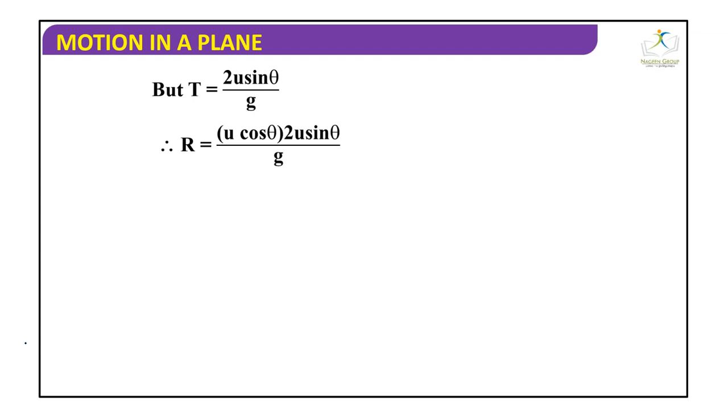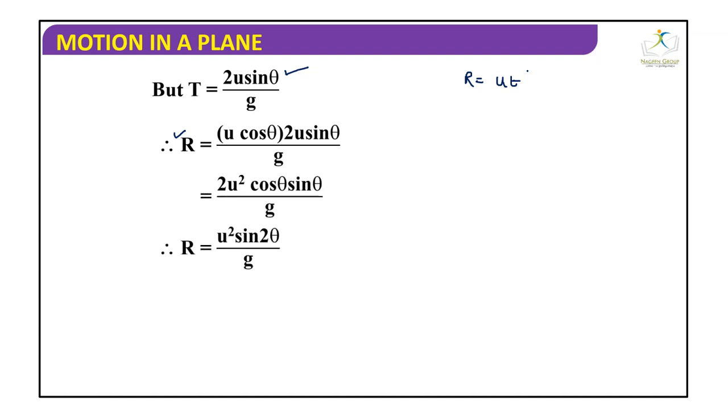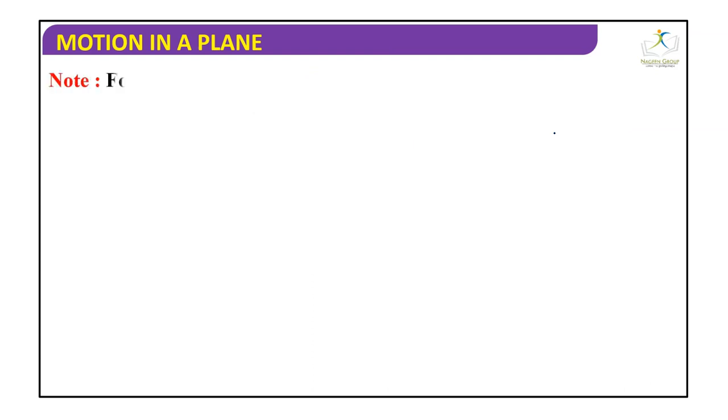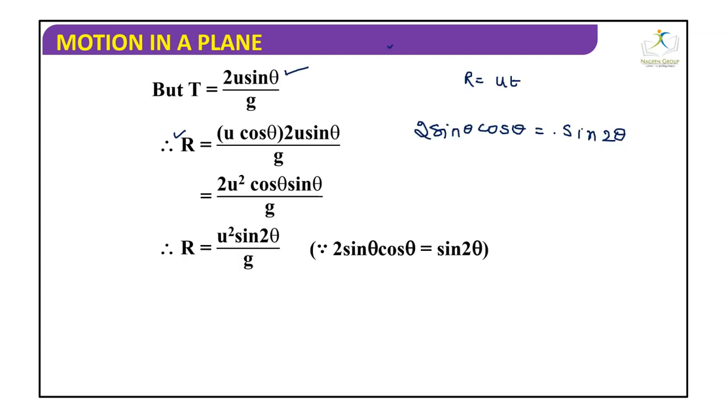So what we are going to do, we just put the value of T. R is nothing but ut, so I just put the value of T and u. So horizontal will be u cos theta. After substituting all this, we get 2u square cos theta sin theta by g, that is 2 sin theta into cos theta. We know the formula that 2 sin theta into cos theta is sine 2 theta. So we will get the value of R as u square sine 2 theta by g. This is the value of the horizontal range covered by the particle.